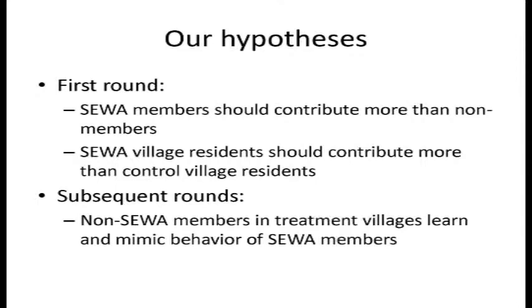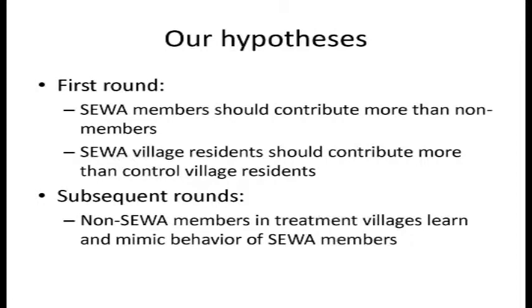So our hypothesis starting this is that if we look at the first round of the game in particular, then we do expect that Seva members should contribute more than non-members. And we also expect that Seva village residents should contribute more. That's partly simply because they have Seva members in the group, but it's also that village residents who are not Seva members may suspect that Seva members are likely to contribute more, and therefore they may be willing to contribute more as well, even if they've not been treated with this kind of trust game and so on through the actual Seva.